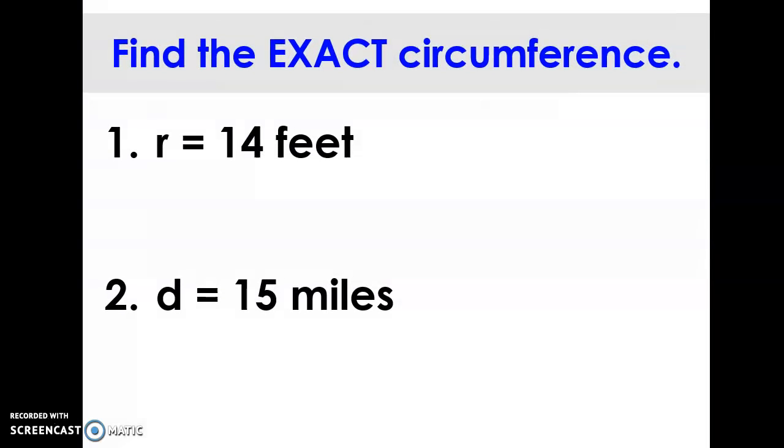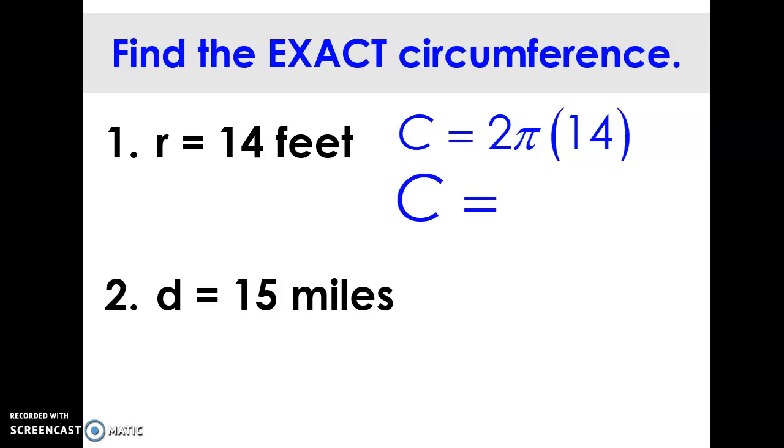Okay, so find the exact circumference. We've got circumference equals 2 pi radius. If our radius is 14, circumference equals 2 pi times 14. We're going to put this exactly in the calculator. If our diameter is, it's pi times diameter.